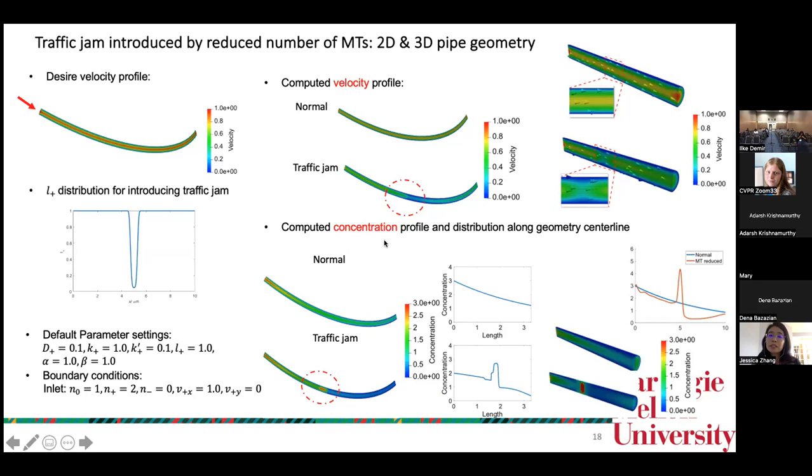In the concentration, we also plot the concentration along the center line. The normal transport, you see there is no significant change along the center line. But with a traffic jam, you see aggregation, accumulation of the materials here, the red region. And in the concentration plot, you see a jump. And the same phenomena you can observe in the 3D. So you see the accumulation, the red region here, and we have the concentration jump here.